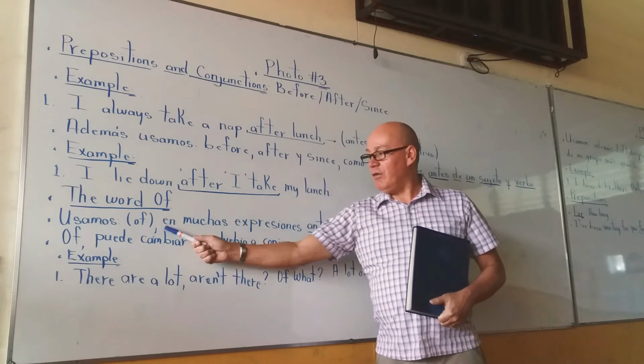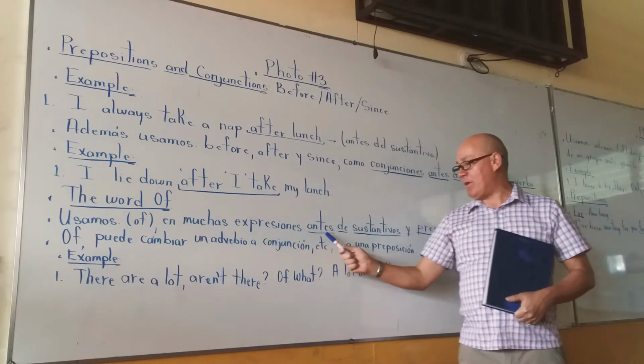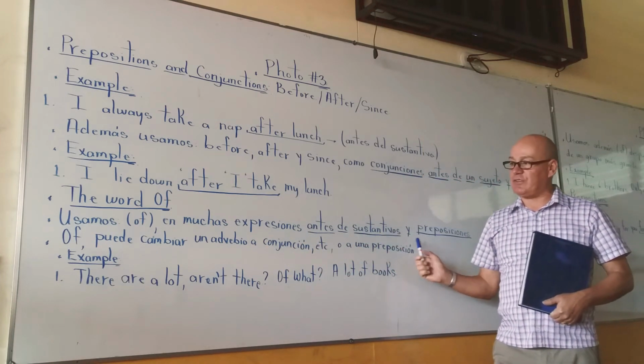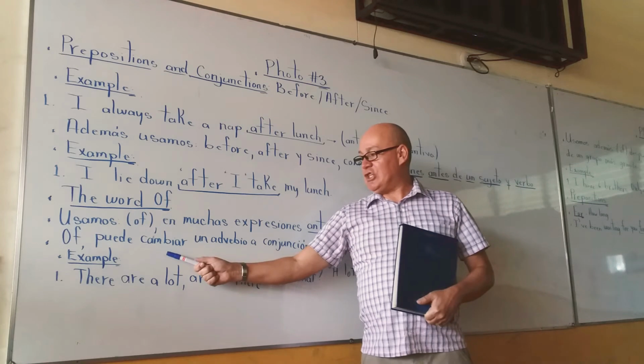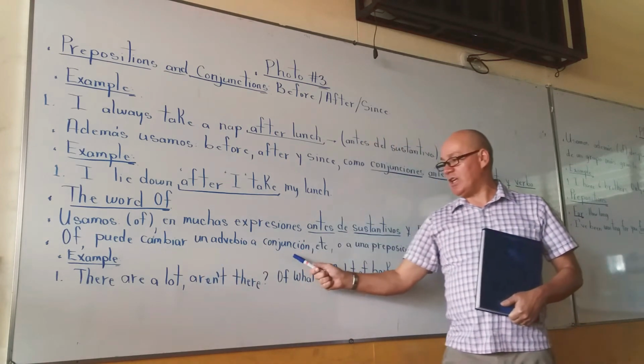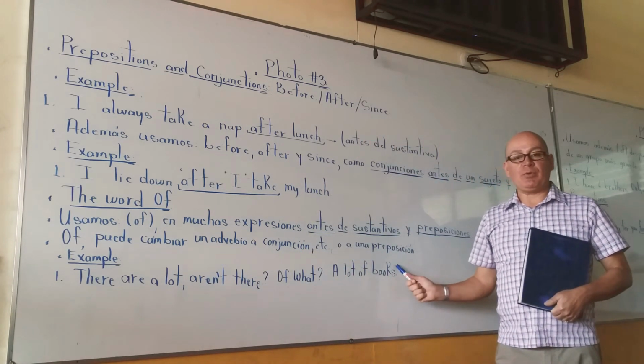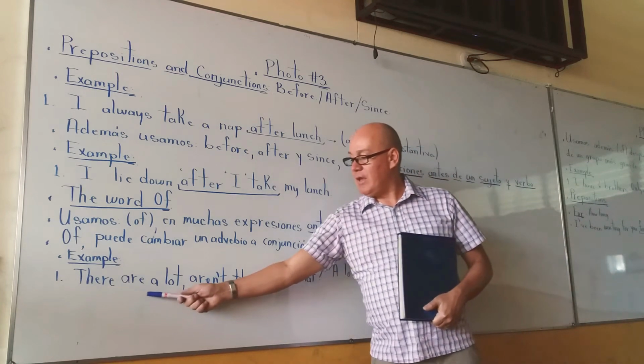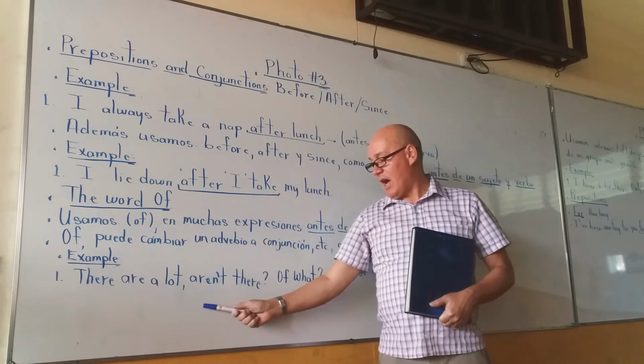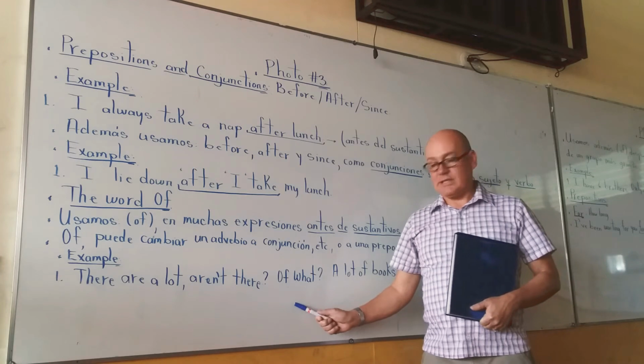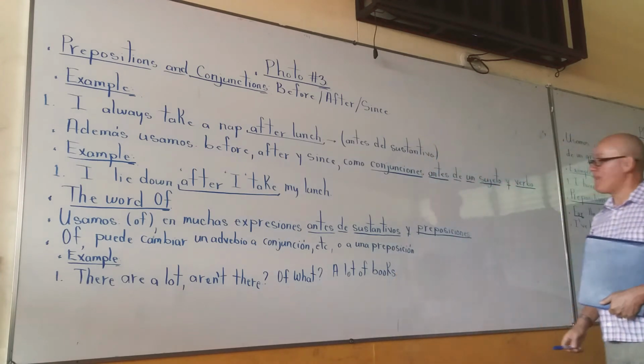The word of. We use of in many expressions before nouns and prepositions. They can change an adverb to a conjunction or to a preposition. Example: there are a lot of books.